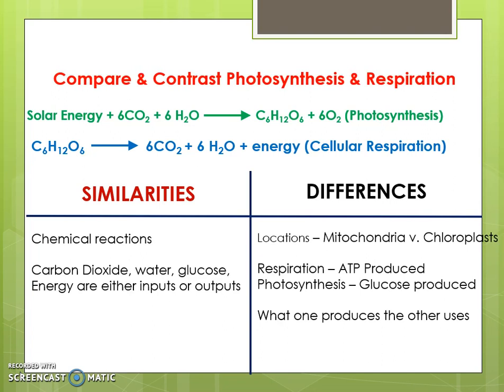It's important that you, from this kind of chart, can understand their locations. Mitochondria for cellular respiration, chloroplasts for photosynthesis. You need to be able to understand that there is ATP produced at the end of respiration and glucose produced at the end of photosynthesis.